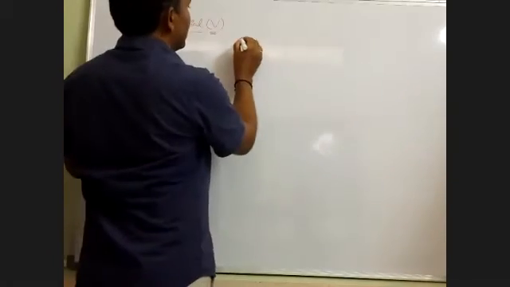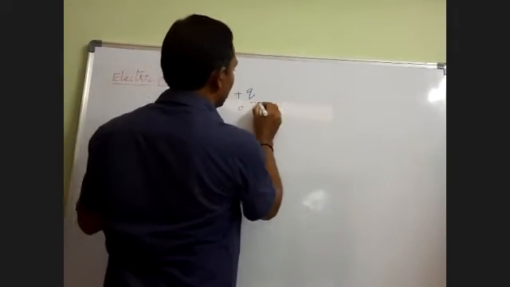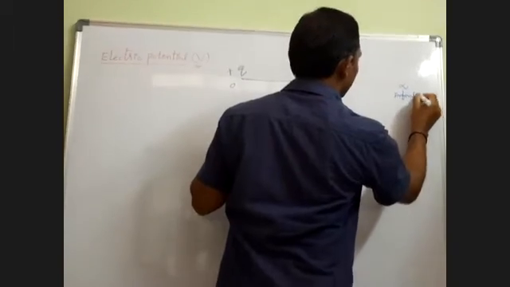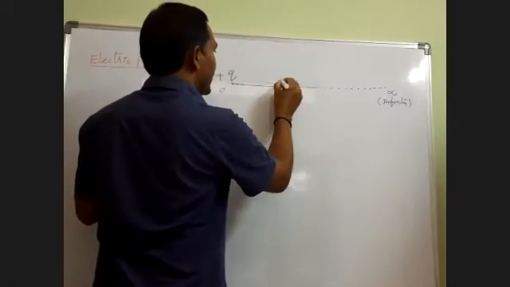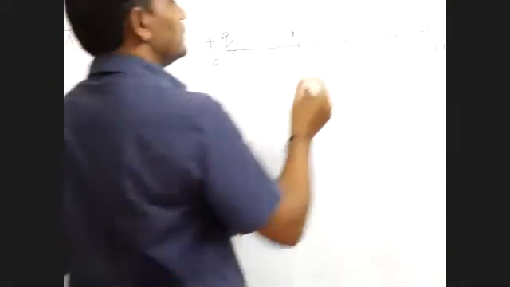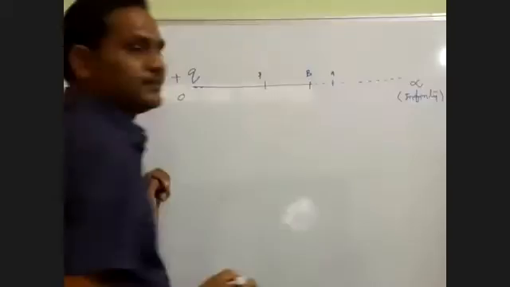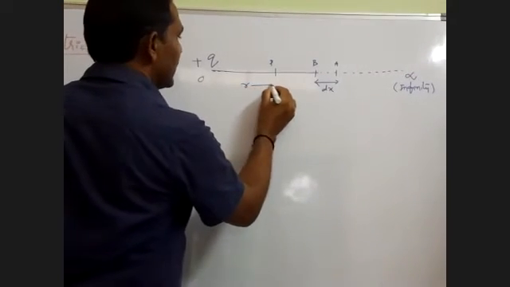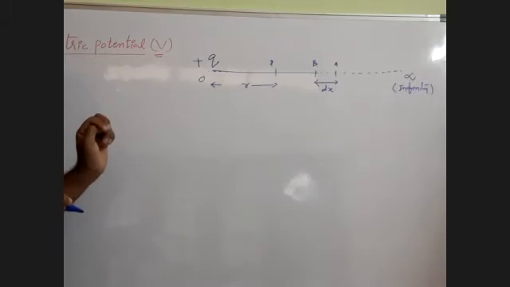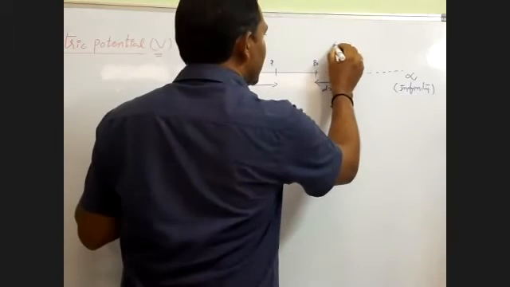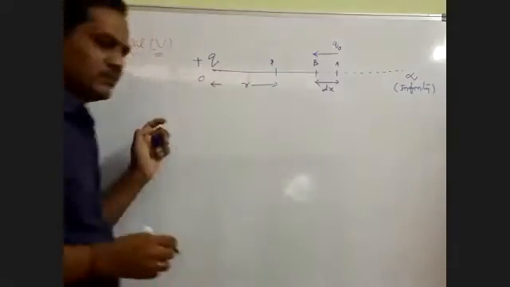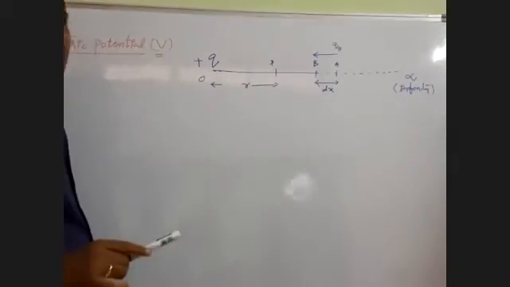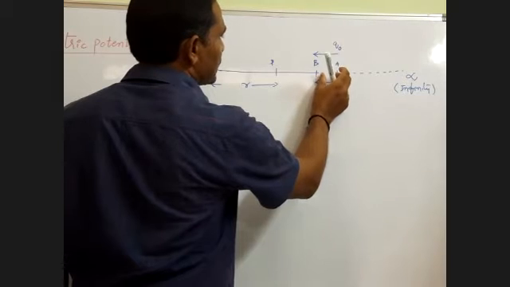Again, I am considering a charge plus Q at the point O. It is the infinity point. I consider a point P in the electric field of this positive charge plus Q. Again, consider points A and B. The distance between A and B is dx here. The distance of the point P is r from the point O, where we have to calculate the electric potential. Now, I am bringing the test charge Q naught from the point A to B. So the test charge Q naught is brought from infinity to the point P. Here I consider a small displacement element AB.